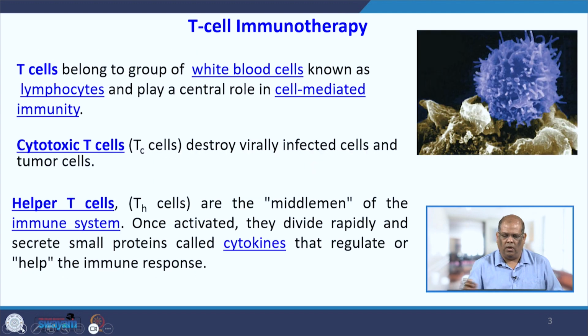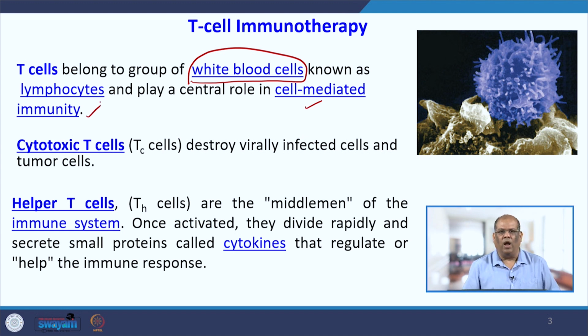So, what are these T cells? They are a group of white blood cells known as lymphocytes, and they play a central role in cell mediated immunity. The one which directly kills the cancer cells is called a cytotoxic T lymphocyte or cytotoxic T cell. They generally find these cancer cells and directly kill them.